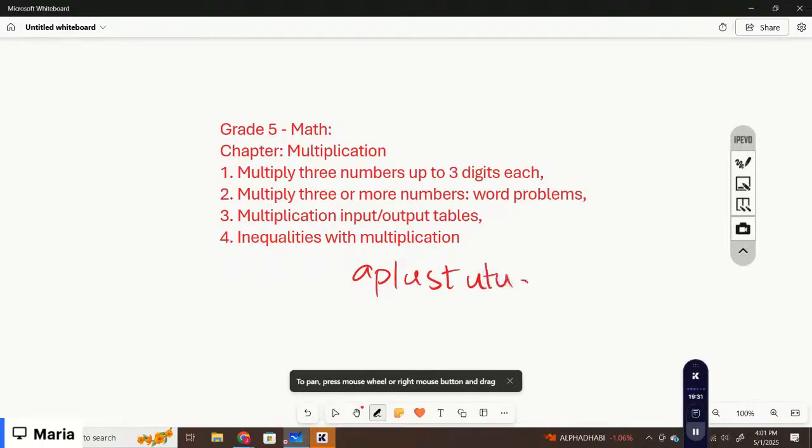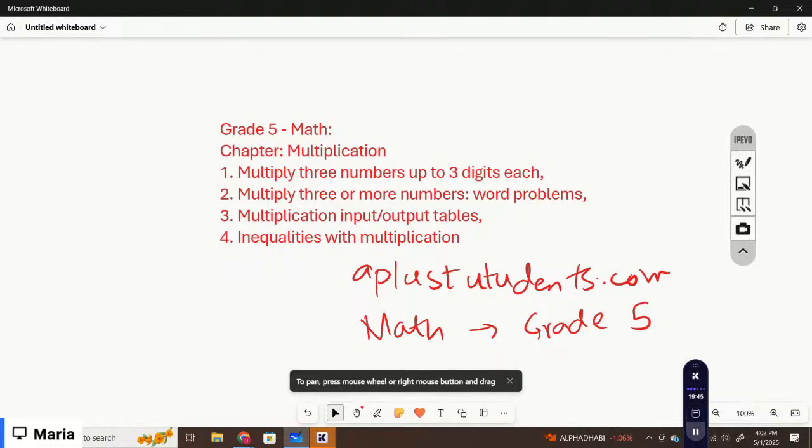Then you have to select math from the subject tab. Go to grade 5 math and then click on view all lessons. There you can find the list of the chapters.